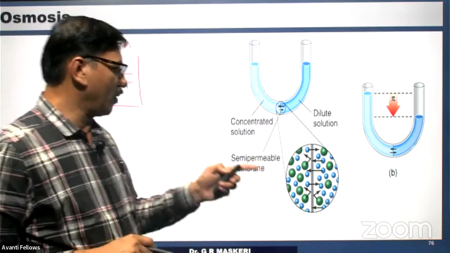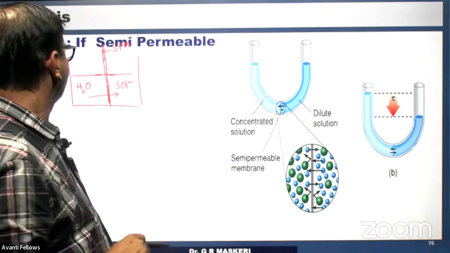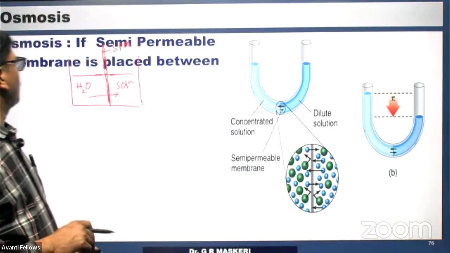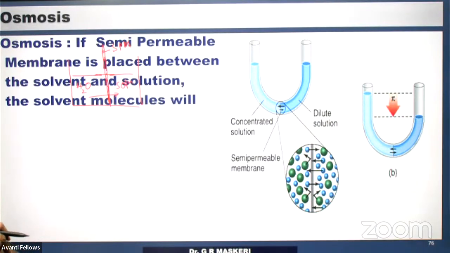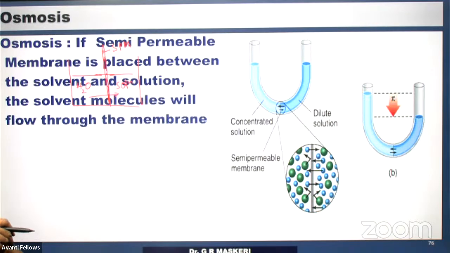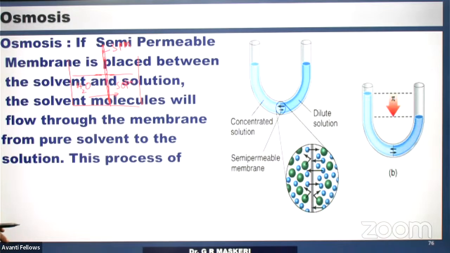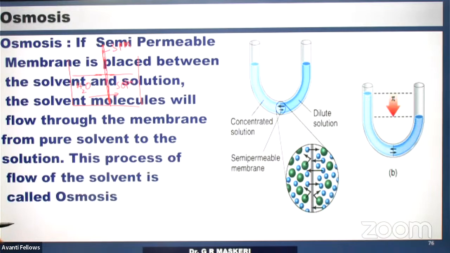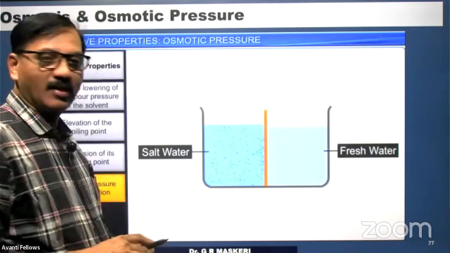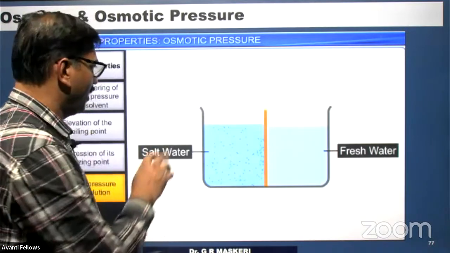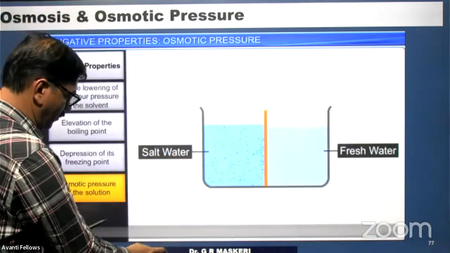So, this is called osmosis. So, semi-permeable membrane, let us see. Okay. So, if the semi-permeable membrane is placed between the solvent and the solution, the solvent molecules will flow through the membrane from the pure solvent to the solution. This process of flow of the solvent is called osmosis. This is called osmosis, right? So, osmotic pressure is a colligative property. Let us look at this video for better understanding.